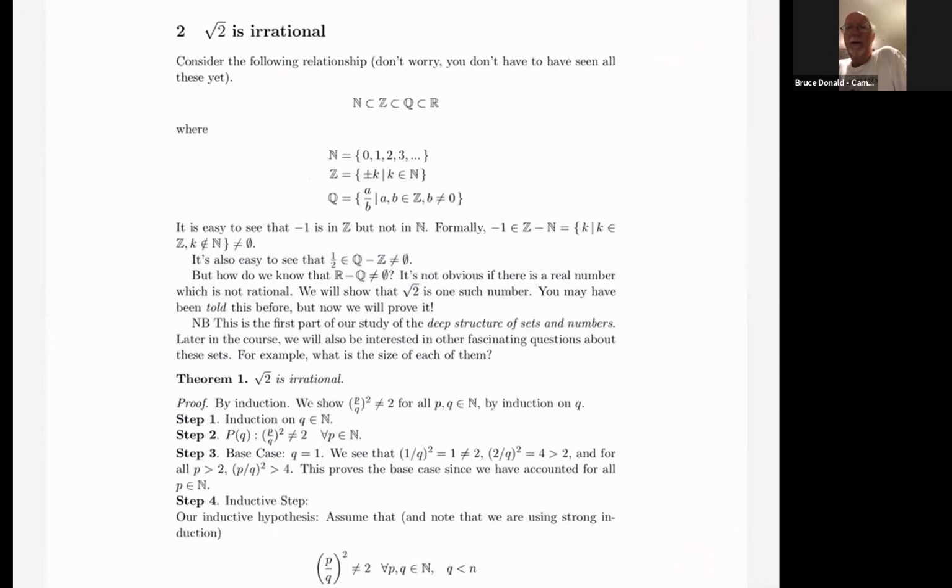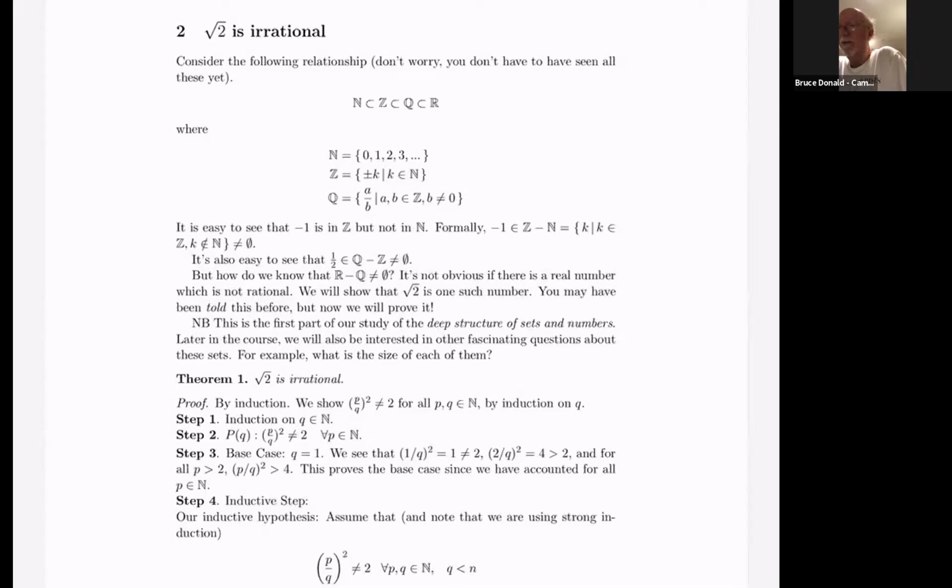And these inclusions are actually strict, in the sense that there are integers that are not natural numbers, namely the negative numbers. And there are rational numbers that are not integers because they're not whole numbers. So an example of the first would be -1, which is not a natural number, but surely is an integer. An example of the second would be 1/2, which is surely a rational number, but is not a whole number or an integer. And then, as I mentioned, you probably have been told there are these things called irrational numbers. Those are real numbers, but they're not rationals.